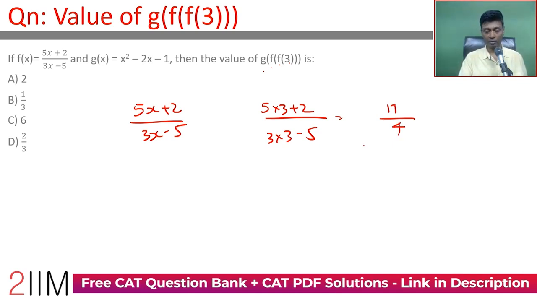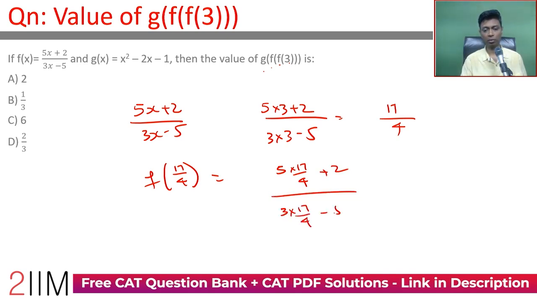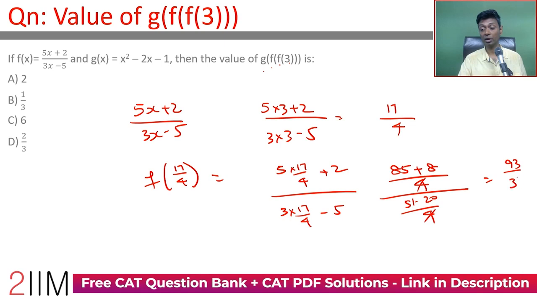So that is f of 3. We want to find f of 17 by 4. It is 5 into 17 by 4 plus 2 by 3 into 17 by 4 minus 5. This is 85 plus 8 by 4 by 51, 3 into 17 is 51 minus 20. Wonderful. So this is 93 by 31, which is 3. Brilliant. F of 3 is 3.